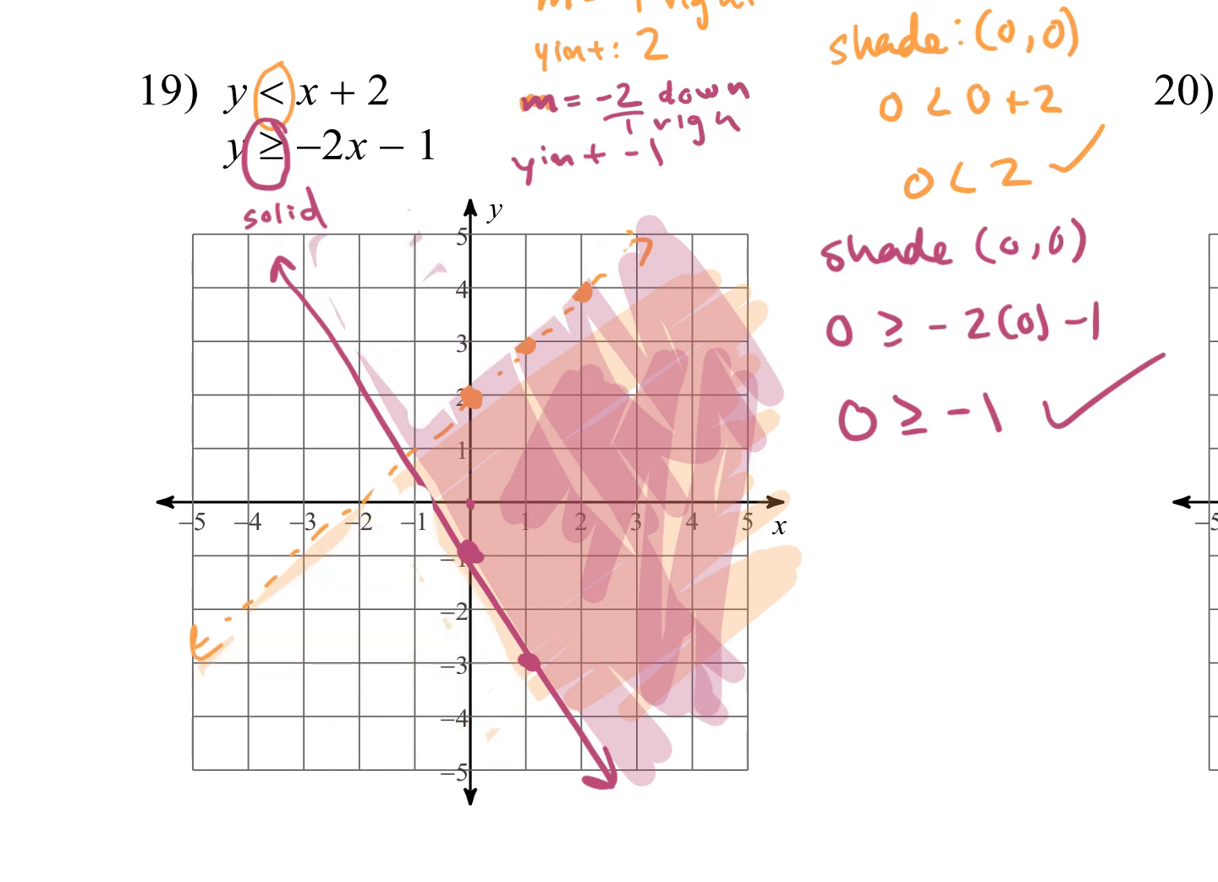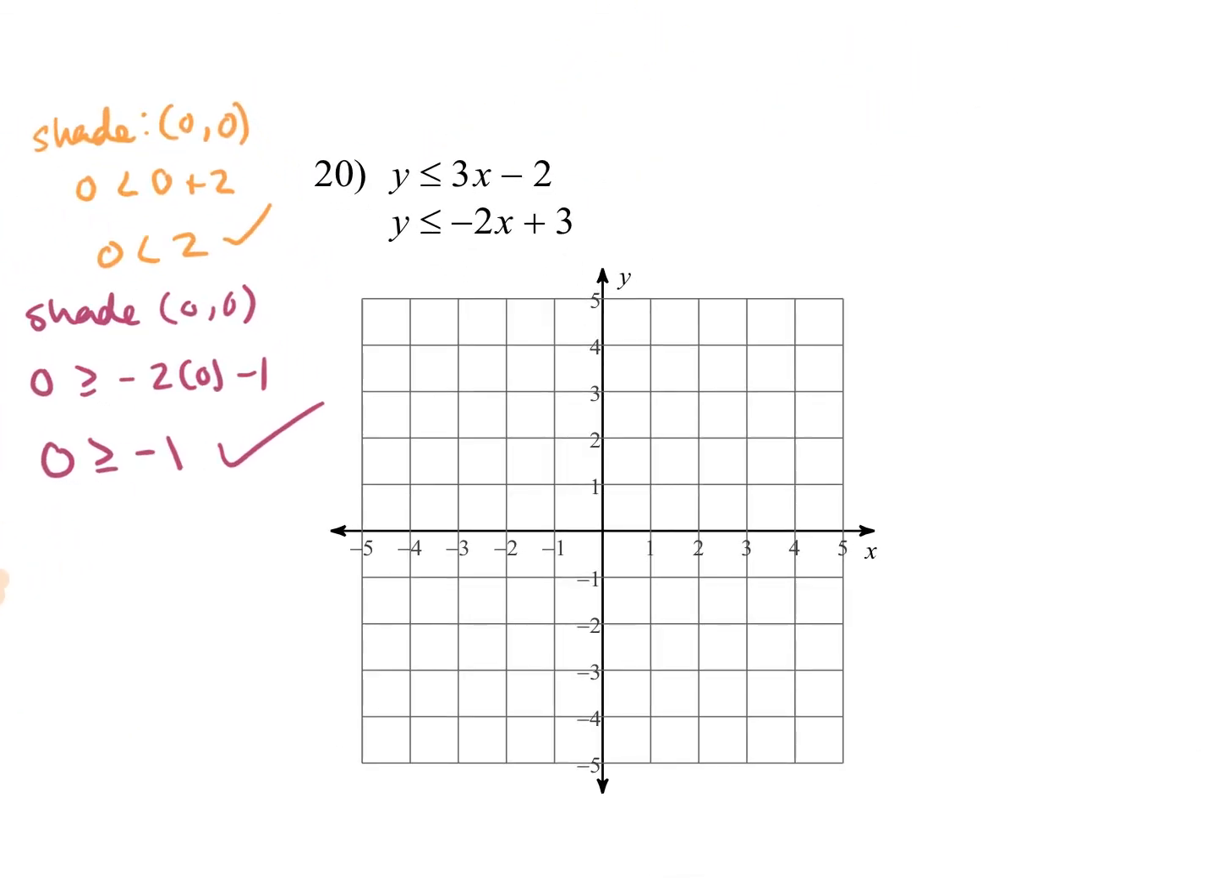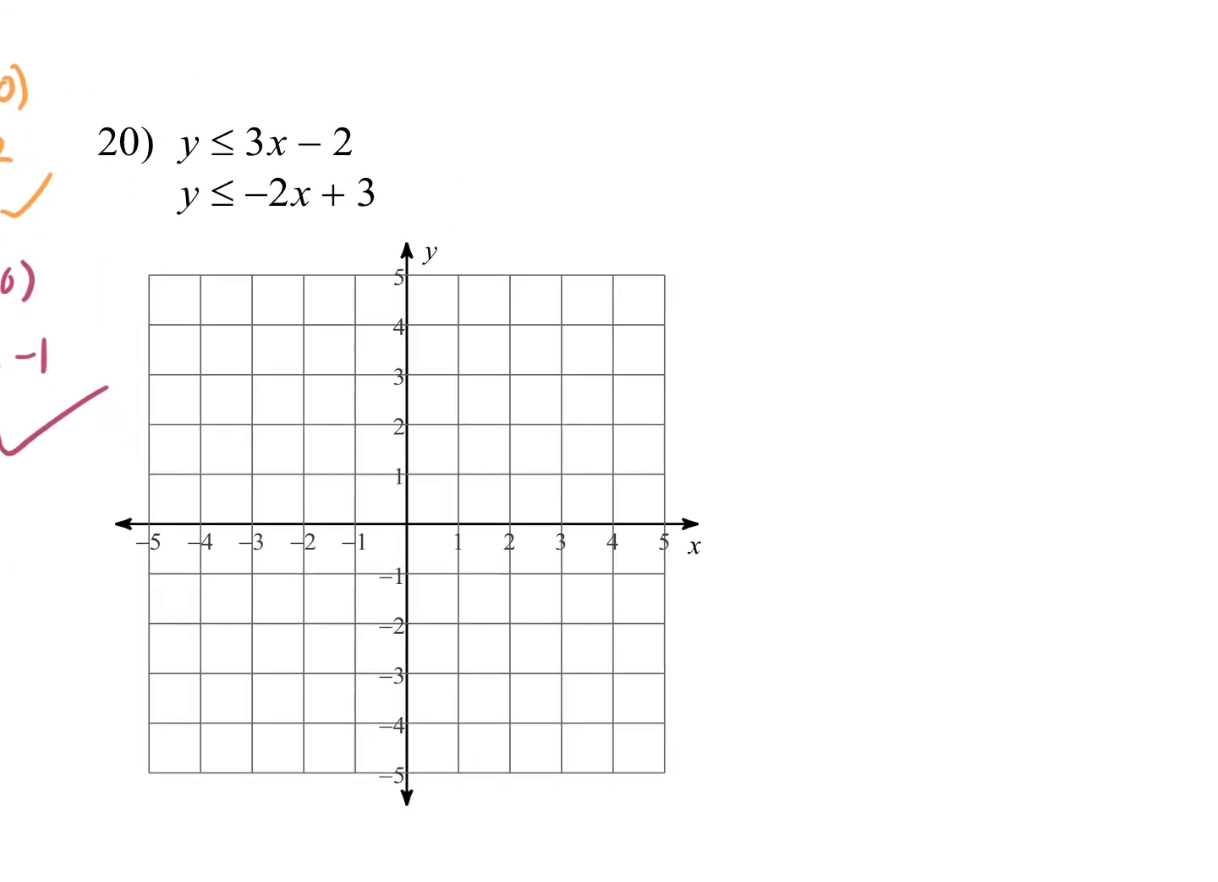Do you guys have any questions here? All right, one more. It starts at 10. All right, so what's our slope for our first equation? 3. What's my y-intercept? Negative 2. So I'm going to put a point at negative 2. How do I do the slope of 3? Which way do I go? Up or down? Up, because it's positive, so I go up 3 and to the right 1.